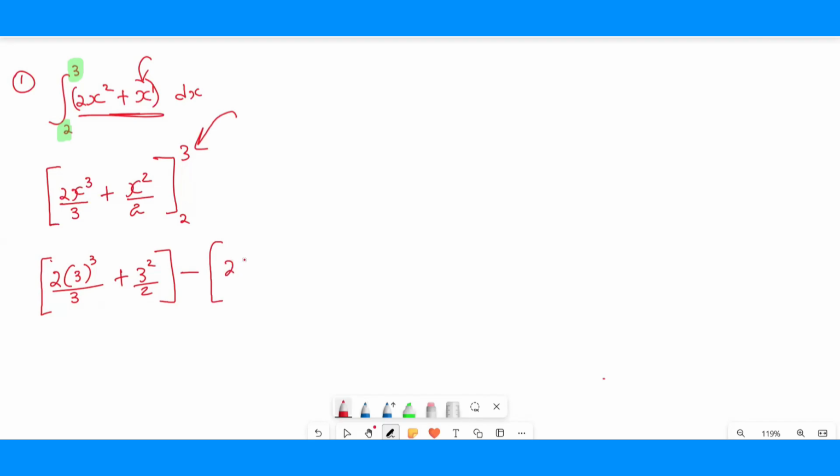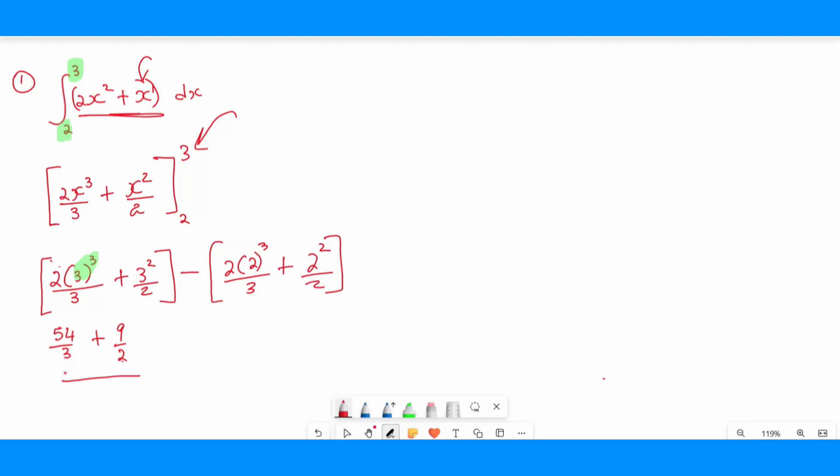So it's going to be 2 raised to the second. So that's number 2 going there. You're going to cube that over 3 plus 2 raised to the second power over 2. 3 raised to the third, that's 27 times 2. This is going to give us 54 over 3 plus 3 squared is 9 over 2.